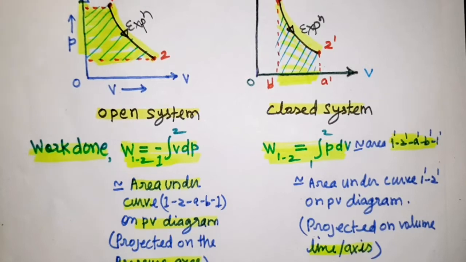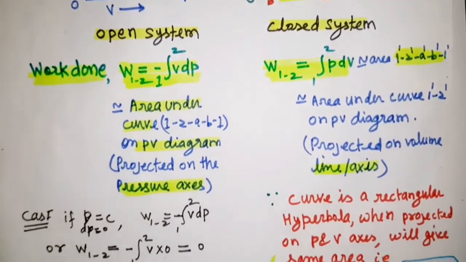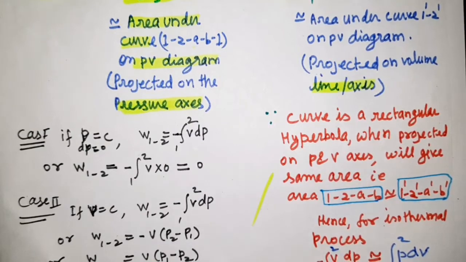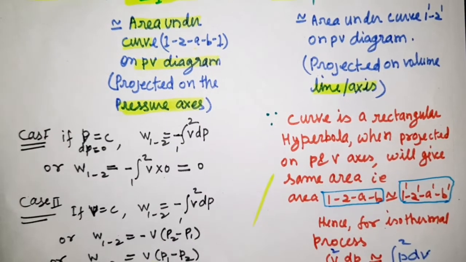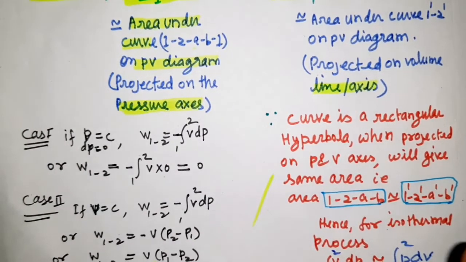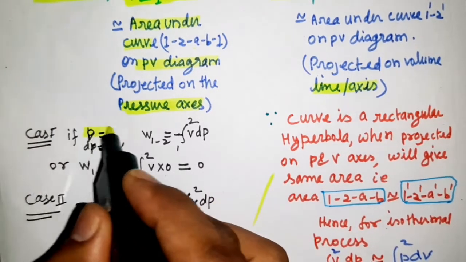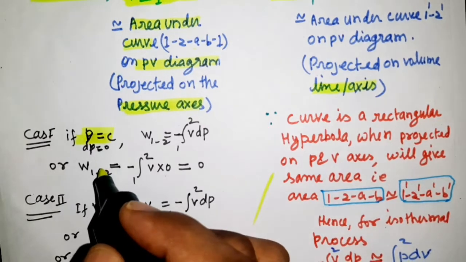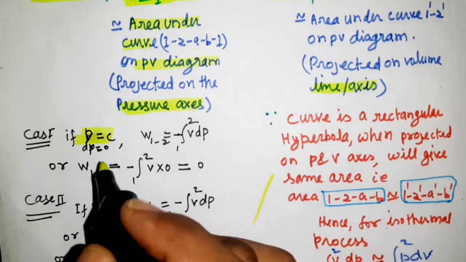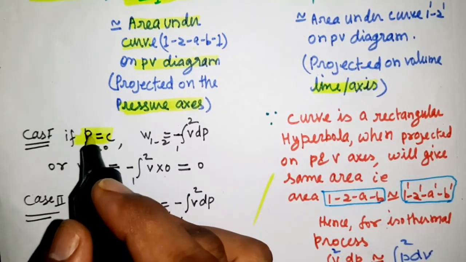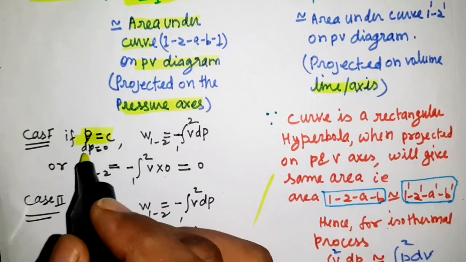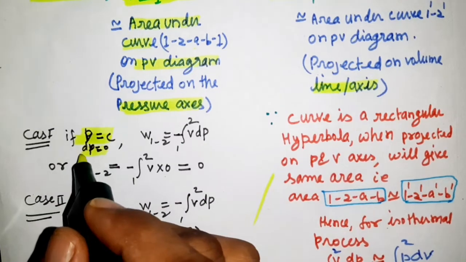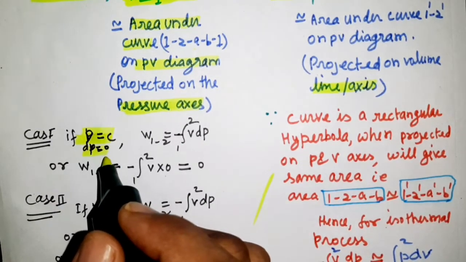Now we are talking about the work done in the open system. There are the following conditions for the work done in the open system. First condition: if the pressure is constant, meaning the process is isobaric. In this case pressure is constant, then we can say delta P is equal to 0. So the difference of pressure is equal to 0. There is no difference at all.